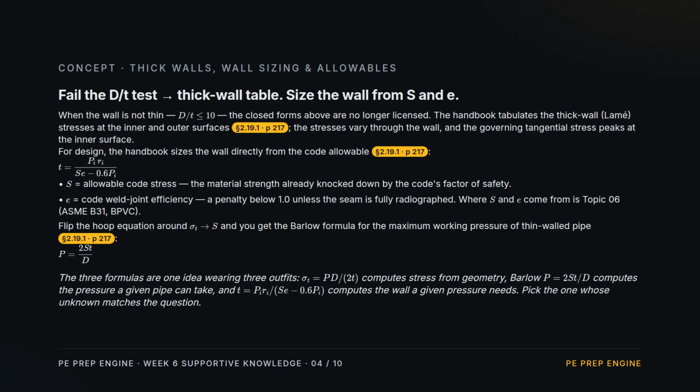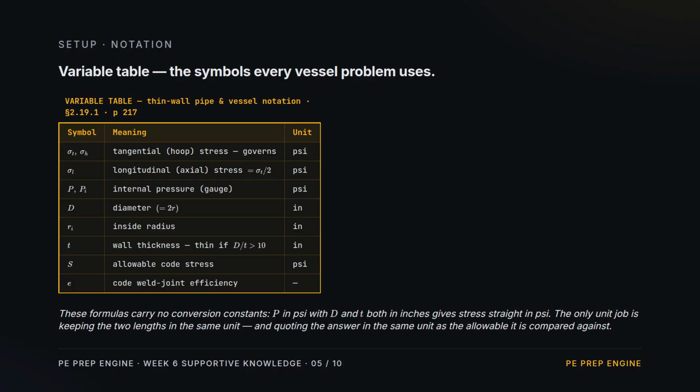And flip the hoop equation around and you get Barlow's formula. The maximum working pressure of a pipe is 2ST over D. 3 formulas, 1 idea. Pick the one whose unknown matches the question. The notation. Hoop and longitudinal stress are the two outputs, and hoop always governs. Pressure, diameter or inside radius, and wall thickness are the 3 inputs, with D over T as the thin wall gate. S and E enter only when a code sets the allowable. Everything stays in PSI and inches, no conversion constants anywhere. So the only unit job is keeping the two lengths in the same unit.